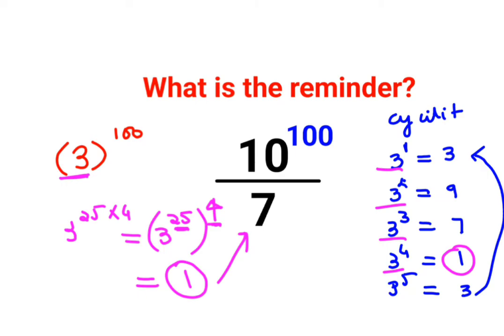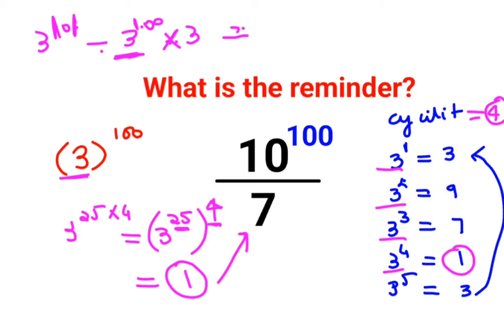Now you might be wondering, acha, what if it was 3 raised to 101? Okay, so in this case, what you would have done? You would have written this in terms of 3 raised to 100 into 3. And whatever remainder you got for 3 raised to 100, because 100 is divisible by the cyclicity of 3, which is what? 4. It is completely divisible.